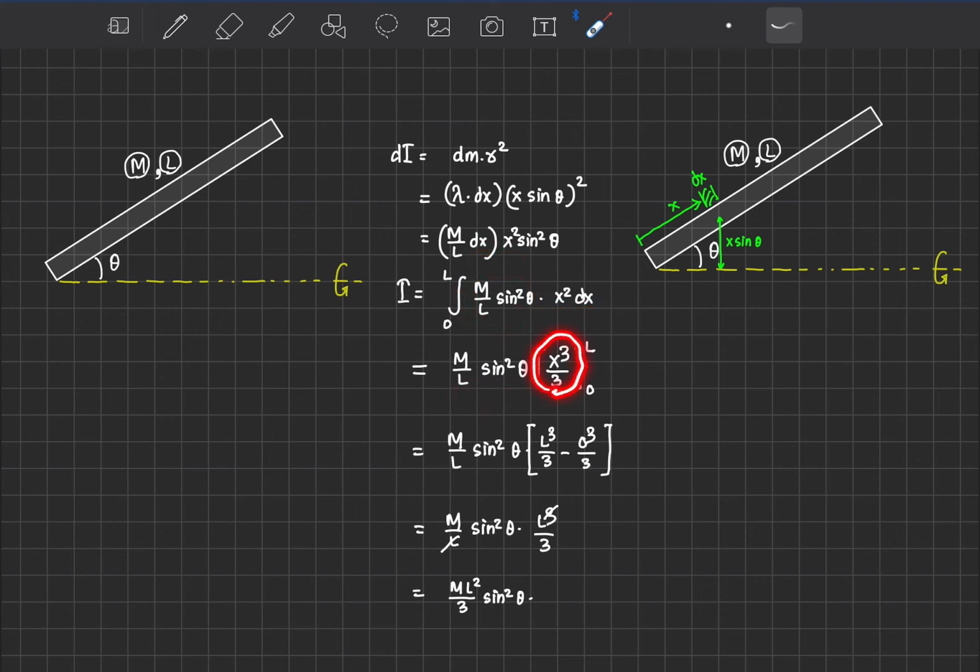And here also, what is the variable? The variable is x. What is the minimum value of x? The distance of one end and the distance of the other end, this is the maximum value and this is the minimum value. So the minimum value of x will be 0 and the maximum value of x is L. So our limits are from 0 to L. By putting it in, we are getting ML square by 3 sine square theta. This is the answer.